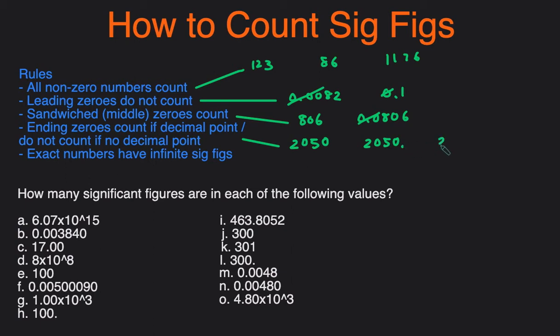Let me give you one more example. So we have 200.00. All these ending zeros will count because there's a decimal point. So that'll just be 5 sig figs.